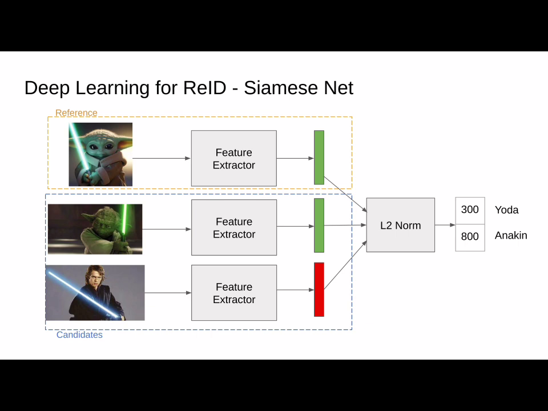And once we have all the feature vectors, we can compare them using some metric. In this case, for example, it's L2 norm. After L2 norm, we get the distance between the feature vectors, and depending on the distance we can identify whether the image belongs to the same person as the reference image or a different person. So in this case, Anakin has a higher distance because he is not Yoda, and the system seems to work.